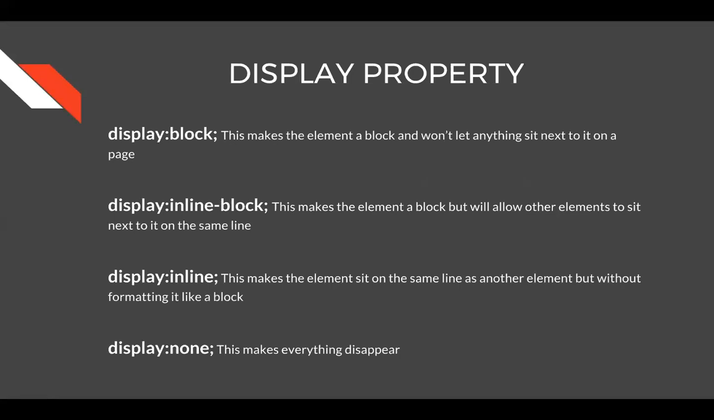So it'll go like this. Inline block makes the element a block, but it will allow other elements to sit next to it on the same line. So they would still be on the same line, but they will kind of be in their own space. So there's enough spacing between the two. Inline makes the element sit on the same line as another element, but without formatting it like a block. So the images will be right next to each other. Display none makes everything disappear. So you can't see it at all. It's almost like invisible ink or something. Display none, nothing is there, nothing will show.